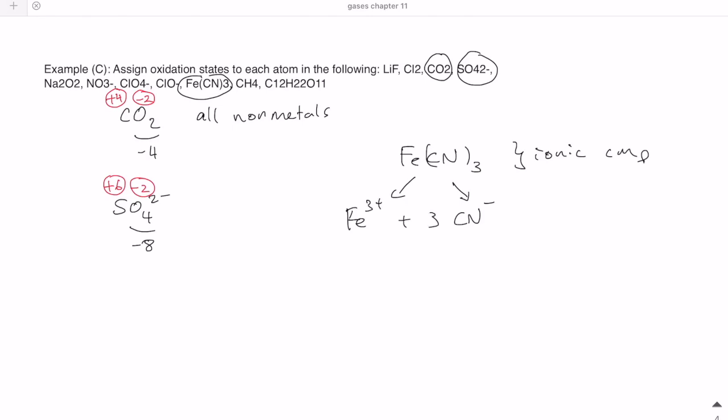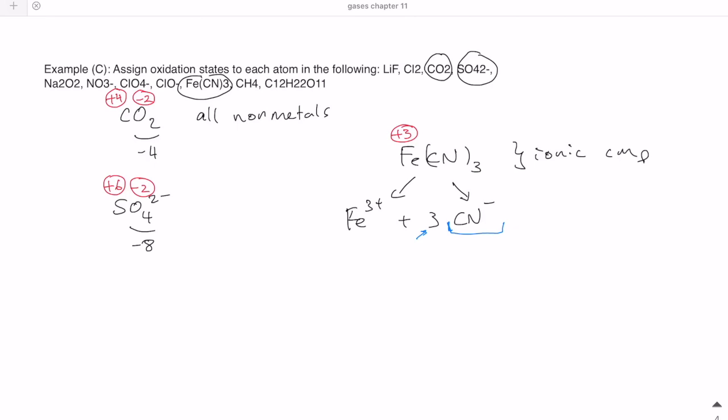And then from there, you separately assign the oxidation state for each of the elements. The iron is obviously easy because it's just a 3+ charge on it, so that's going to be a +3 oxidation state. The CN-, we can take a look at separately in this context right here, just looking at that, right? Because the 3 really doesn't matter. That just means there's 3 of these guys. But to assign the oxidation state of each of the elements, I can look at just that one polyatomic ion.